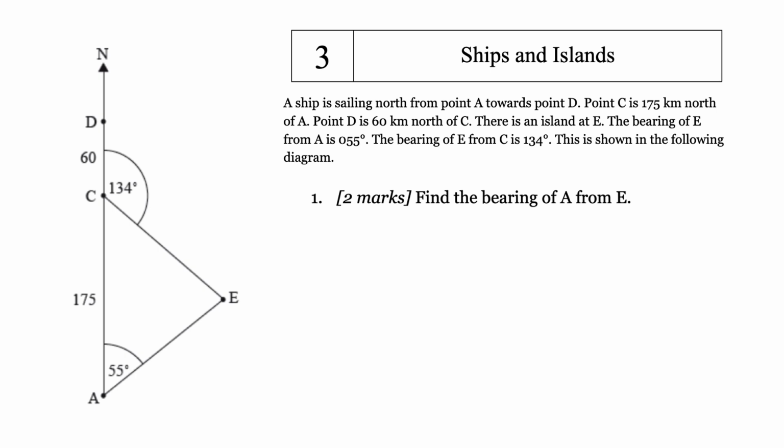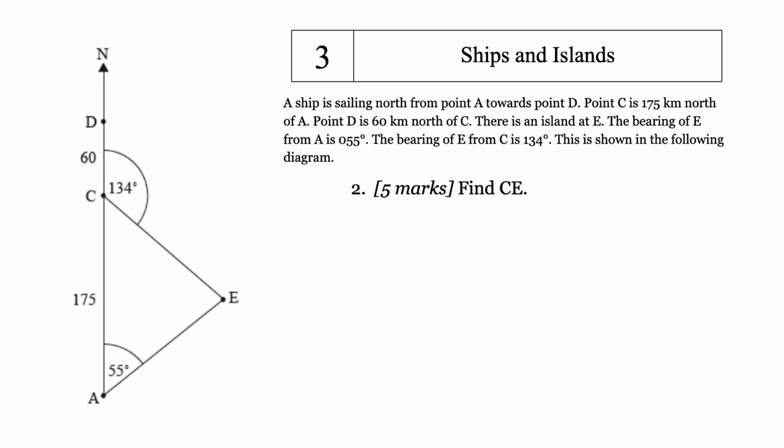The bearing of E from C is 134. So number 1 says find the bearing of A from E. So we have to have a north-south line drawn at E from E to A. Well, we know alternate interior angles, so this one would be 55. And then from E, if we start north and go all the way around like this, it would be 180 plus 55, which gives me 235.